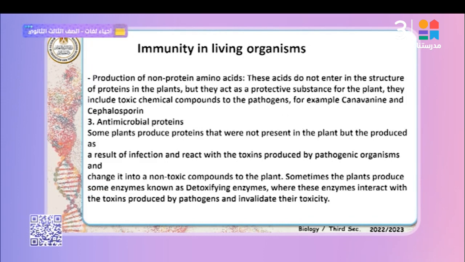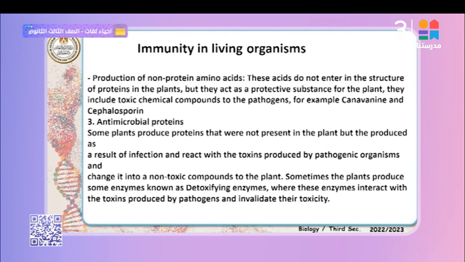Production of non-protein amino acids. These acids do not enter the structure of the proteins in the plants, but act as a protective substance for the plant. They include toxic chemical compounds to the pathogen, for example, cannabinoids and cephalosporin. Cannabinoids and cephalosporins are found before the infections and increase after the infections. They play an important role, protecting the plant from the invasion of microbes and pathogens.